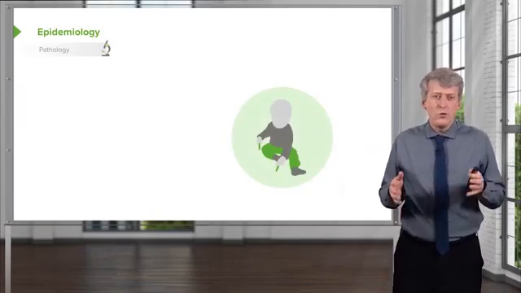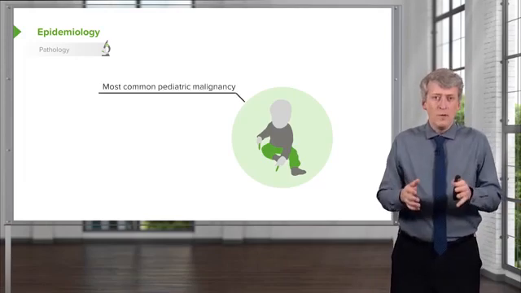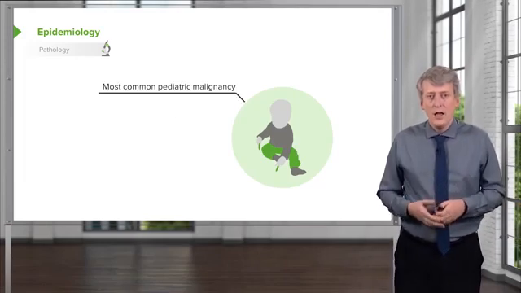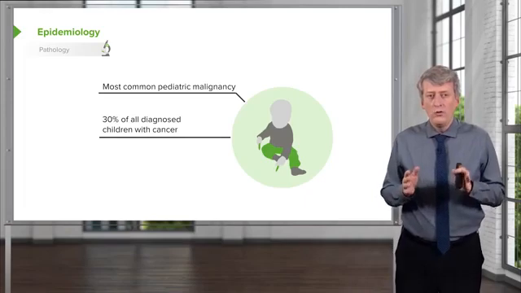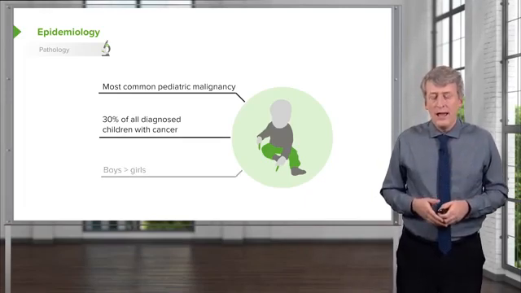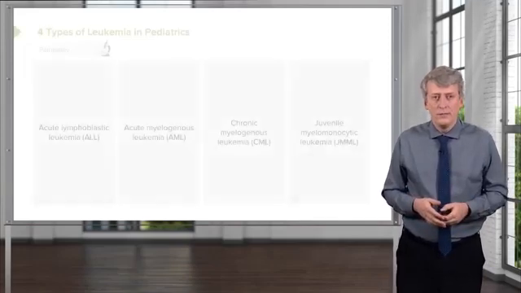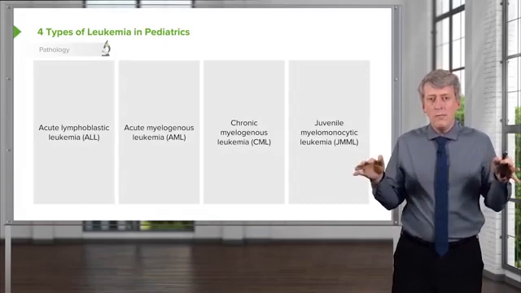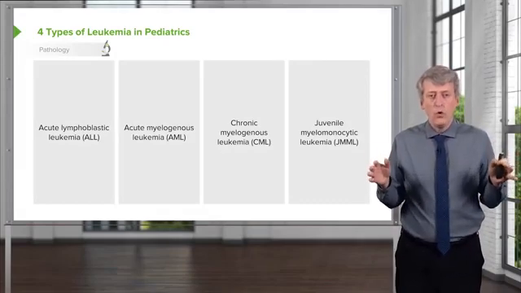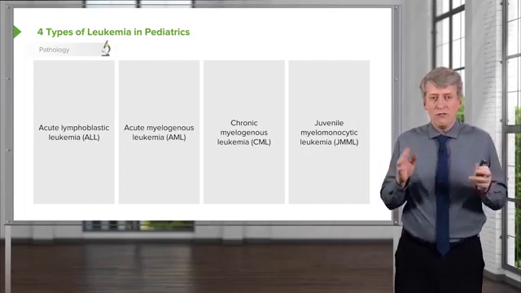So let's go through the epidemiology of leukemia in children. It is the most common pediatric malignancy. 30% of all newly diagnosed children with cancer have leukemia. And boys typically get it a little bit more than girls. So we break down leukemia typically in kids into 4 major types. By far and away the most common types are the first 2.